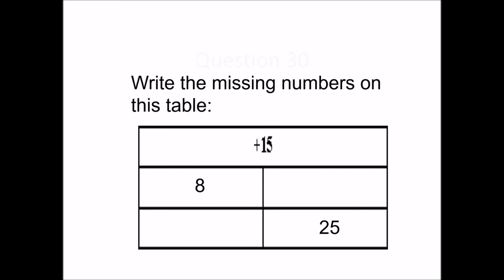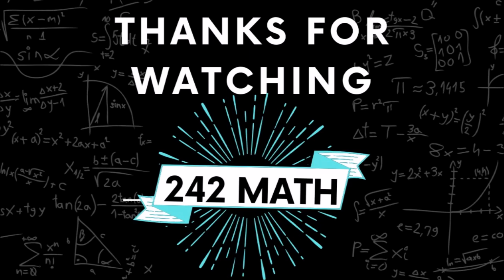Write the missing numbers on this table. You're adding 15. 8 plus 15, wait on it. What do you get? 8 and 15? 23. Now, the answer was 25. So when you subtract 15 from 25, you get 10.